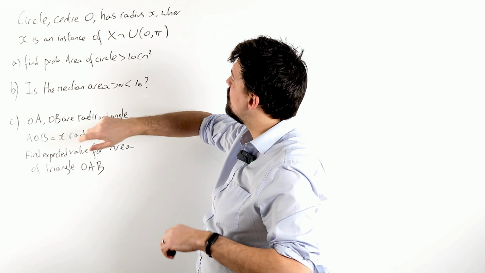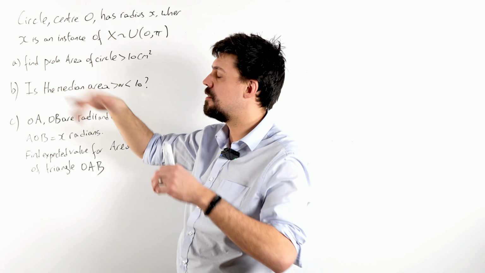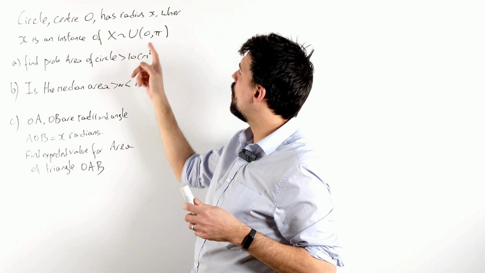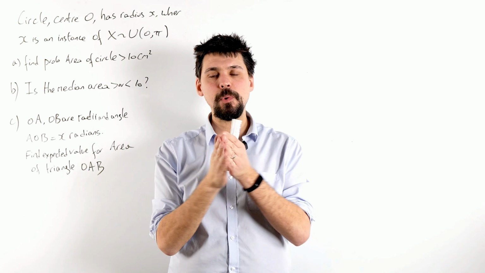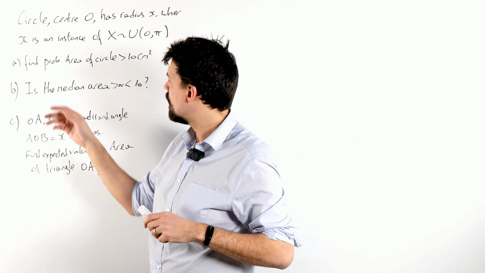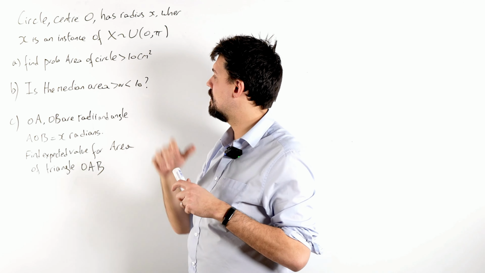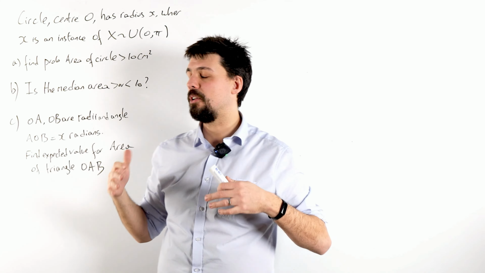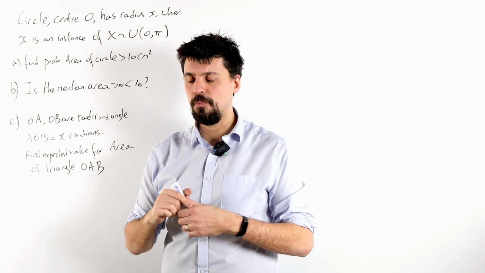We've got a circle, centre O. Its radius is x, but x is an instance, a random observation of the random variable X, which belongs to the uniform or rectangular distribution between 0 and pi. So that means it's equally likely to take any continuous value between 0 and pi. Find the probability that the area of the circle is greater than 10 centimetres squared. We're then going to talk about whether the median area of that circle is bigger or less than 10, do we think? And then we're going to do something to do with a triangle.